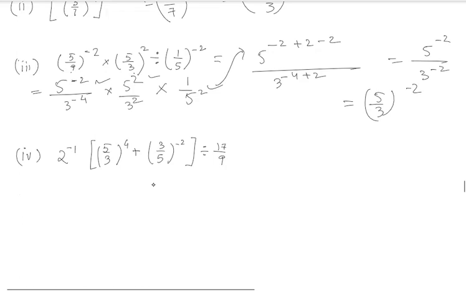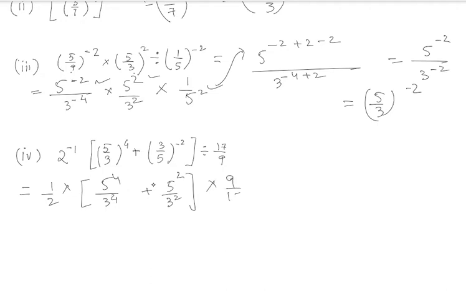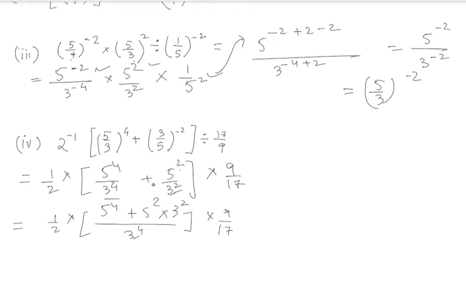This is 1 by 2 into, this is a tricky sum which we can do using some shortcut, into 9 by 17. Now see, the LCM would be 3 multiplied by 3 four times and 3 multiplied by 3 two times. So the LCM is 3 to the power 4 plus 5 square into division and then multiplication, 3 square into 9 by 17.